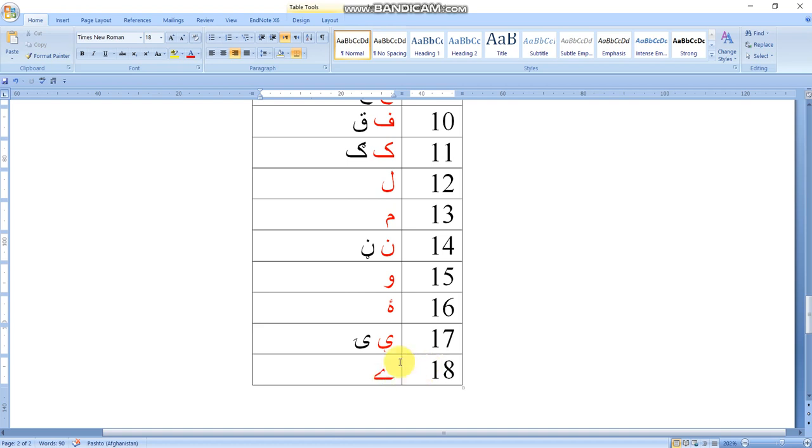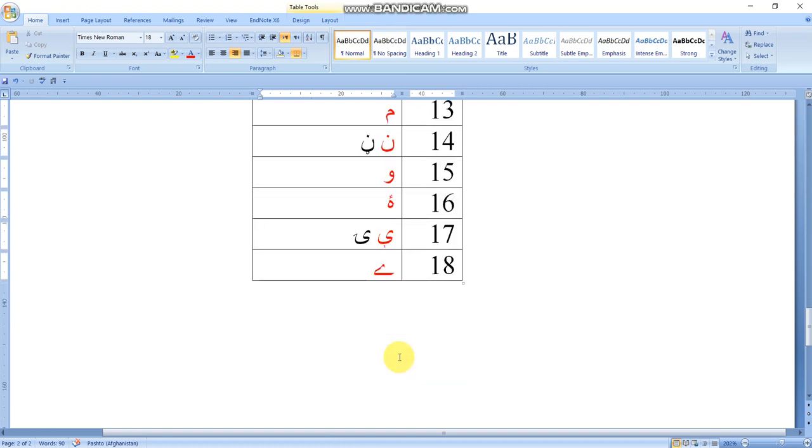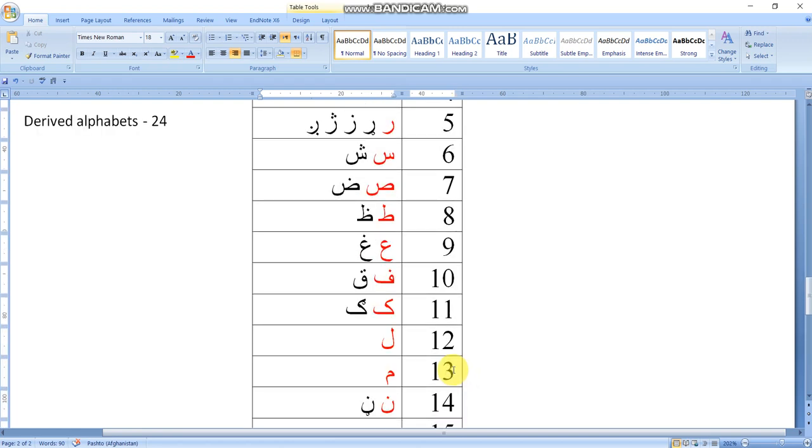So the difference between these alphabets will be cleared more and more when we start the conversation or writing of the Pashto language. I hope you got my points.